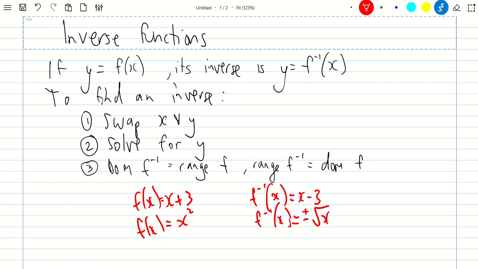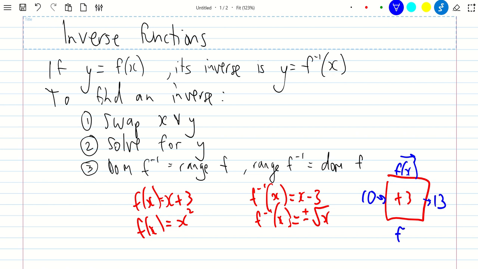And if you think of f of x as a machine that adds 3, and you put 10 into the machine and 13 comes out of the machine, then f of x is producing it going that way. Well, f negative 1 of x is the machine going the opposite way, from there to there. So it's going backwards, it's undoing what f of x does, so it's the opposite of it. Hope that makes a little bit of sense.